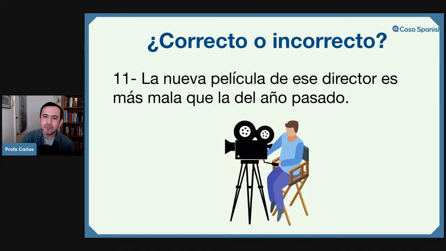¿Correcto o incorrecto? La nueva película de ese director es más mala que la del año pasado. So we're saying the new movie of that director is more bad in this case, or is worse, what we're trying to say, than last year's. Tenemos: la nueva película de ese director es más mala que la del año pasado.